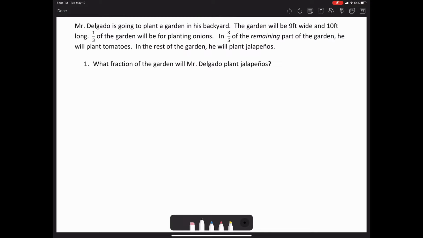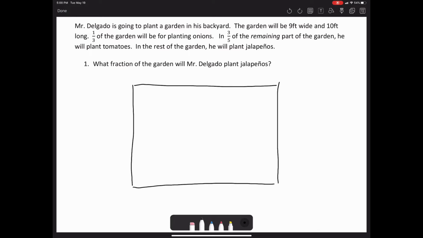Okay, well, first I'm going to start off by drawing the garden. Now, it says 9 feet wide by 10 feet long, so I know it's a rectangle. So I'm just going to make a rectangle. And if I want to know the fraction of the garden, I don't really have to worry about the dimensions right now. So I'm just going to focus on the fraction part.